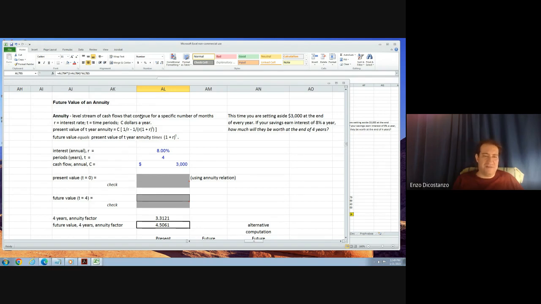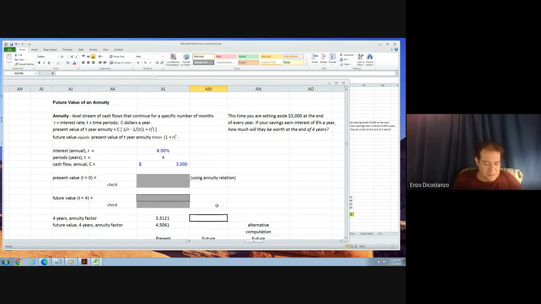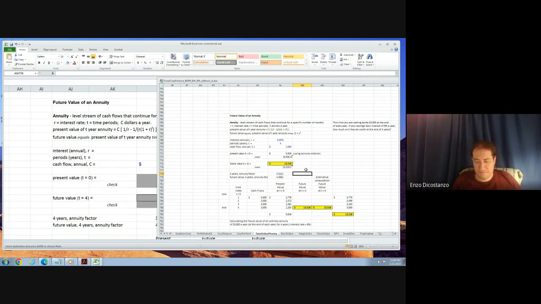So like I said, we've expanded our math here. Instead of just 1 over r minus 1 over r times 1 plus r to the t for the cash flows, now you're looking at the future. So you're looking at the end of t equals 4 as opposed to t equals 0. This is at t equals 0, right? And this is at t equals 4. Okay, that's what that stuff means.